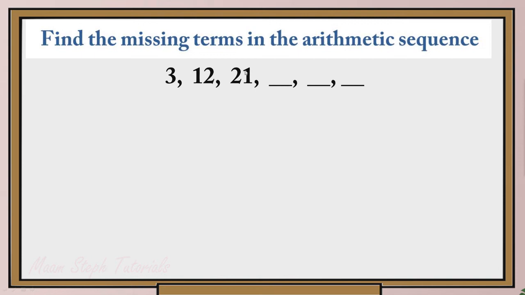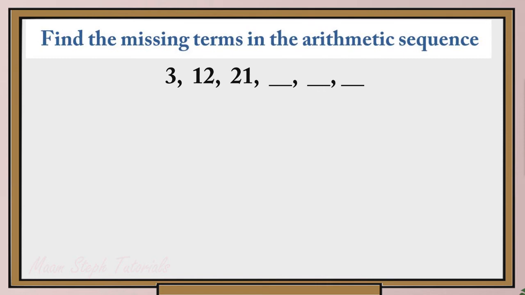So, alam naman natin that in getting the next term of an arithmetic sequence, kailangan nating makuha yung common difference. And then, if alam na natin yung common difference, we will just add the common difference to 21 to get the next term, and so on.